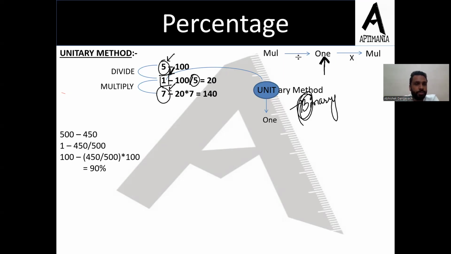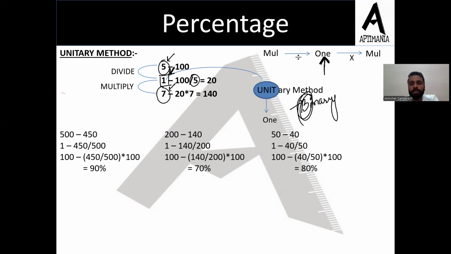Get me the answer, values by yourself only. 200 में से 140, जल्दी से बताइए। 1 में से कितना? It's 140 upon 200. 100 में से कितना? It's 140 upon 200 into 100, which is 70%. एक और एग्जांपल, 50 में से 40, जल्दी से बताइए। 1 में से कितना? Yes, it's 40 by 50, 100 में से 40 by 50 into 100, which is 80%. So I hope ये तीनों examples आपको clear होंगे.